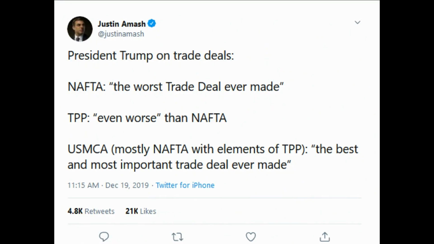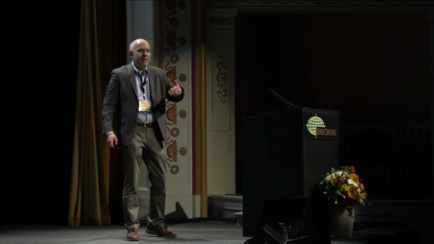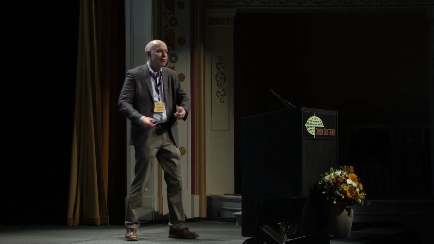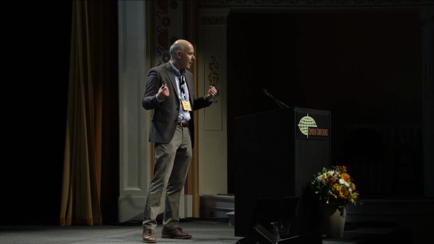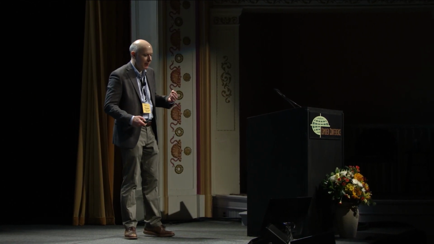So Justin Amash from Michigan, a member of the House, calls this out. NAFTA, worst trade deal ever made. TPP, even worse than NAFTA. What is USMCA? It's NAFTA with elements of TPP, the best and most important trade deal ever made. That's what the president said. So that's where the continuity is. There are tremendous pressures not to really rip up the North American economic relationship between the US, Mexico, and Canada.